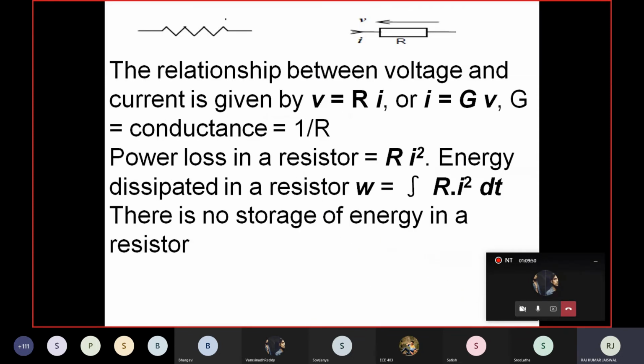Okay, guys, as we have discussed, the relationship between voltage and current is given by V equals Ri or I equals GV. We don't use this formula frequently. You already know G is the conductance, which is the opposite of resistance, that is 1 by R. As you could see here also, conductance is 1 by R. Power loss in a resistor is I square R.